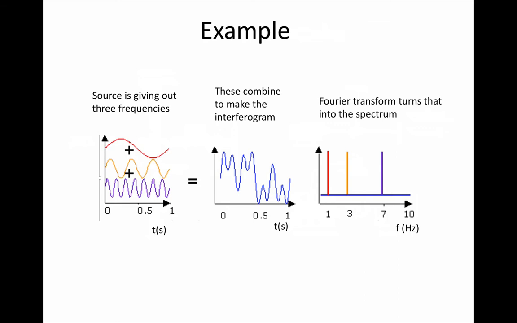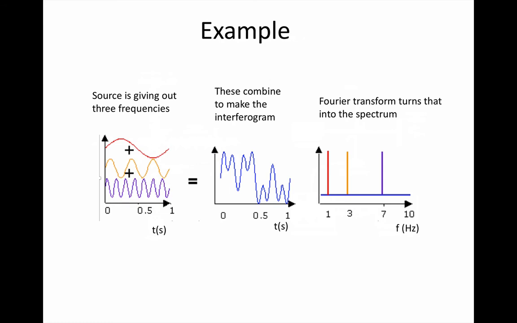Now, to take a simple example, let's say we have a source that is giving out 3 individual frequencies of light. And you can see that on the left there as sine waves with 3 different frequencies. So the interferogram you get would be the combination of the waves of the 3 different frequencies, and that would show up as a single waveform as you see right in the middle.